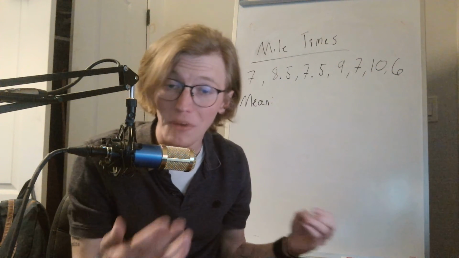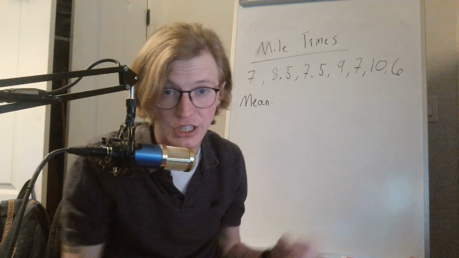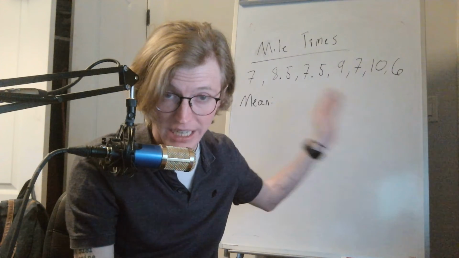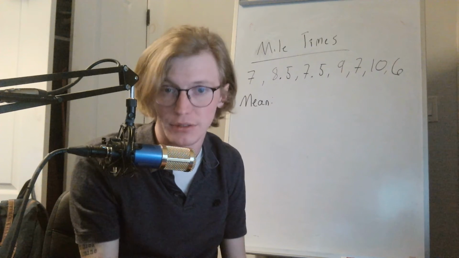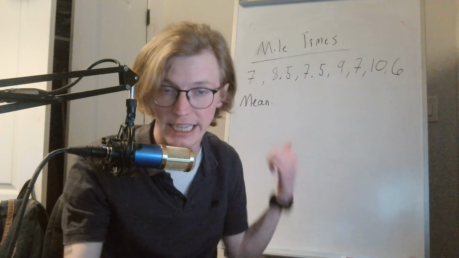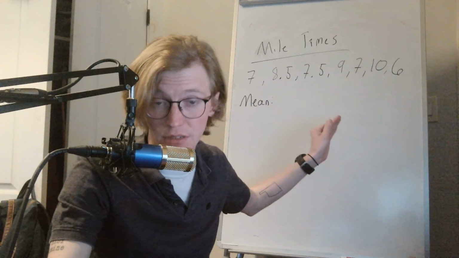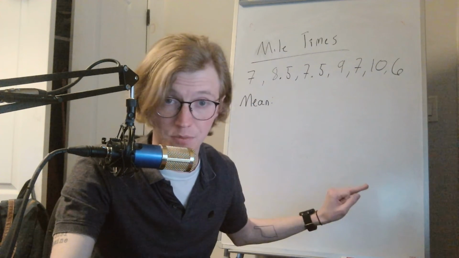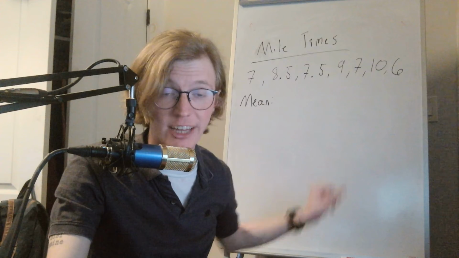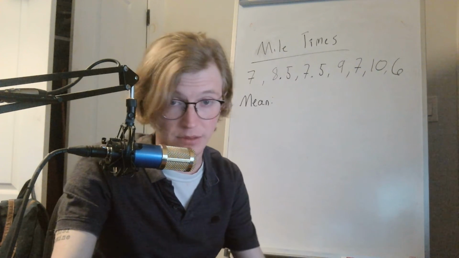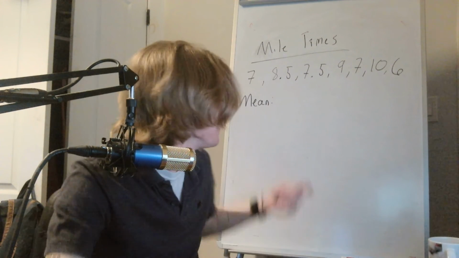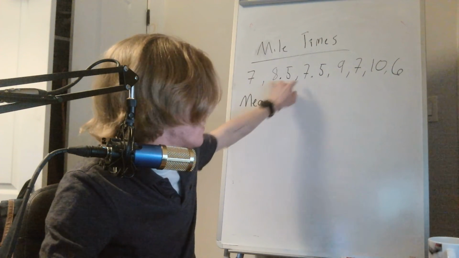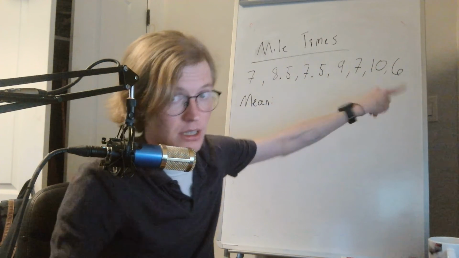And the way we find the mean, or the average, is we add up all the values in the data set and we divide that number by the number of observations. In this case, we have mile times for individual people that ran in a race. So we add up all the mile times and then we divide by the number of people that ran the race. So I have my calculator open on my computer, as you should as well. And we're going to add up 7, 8.5, 7.5, 9, 7, 10, and 6 for starters.